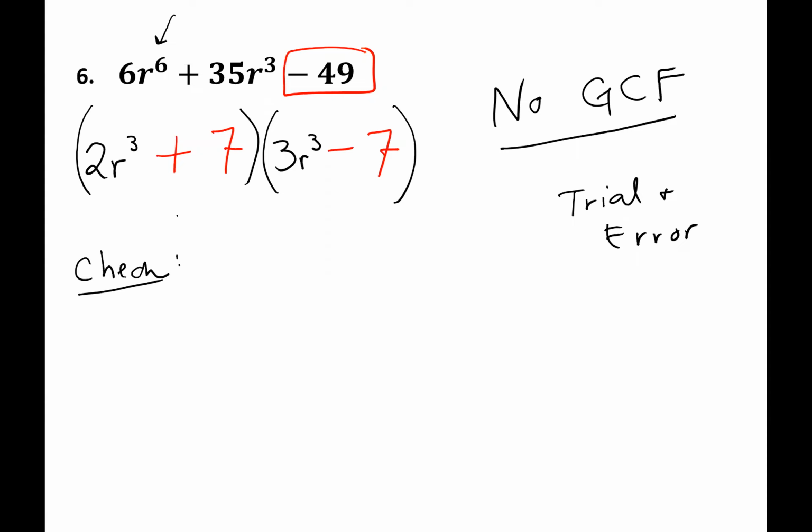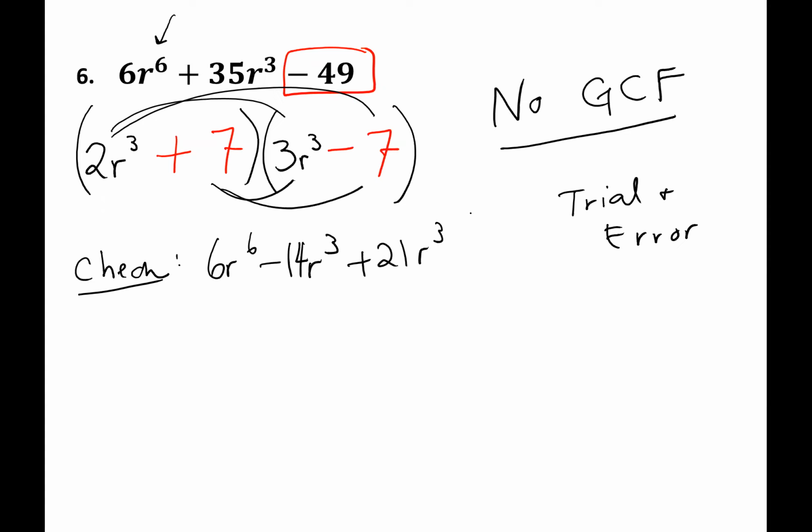So FOIL, let's see, my first terms would be 6r to the 6th, that's good. Outside terms, 2r to the third times minus 7 is minus 14r to the third. My inside terms would be plus 21r to the third, and then finally minus 49, sorry.